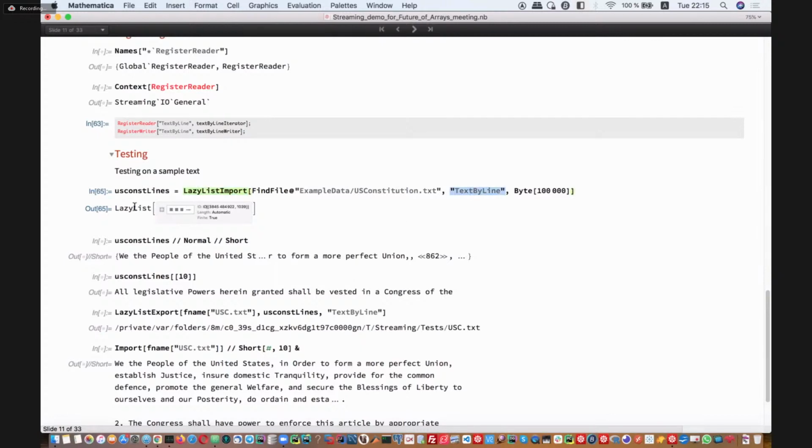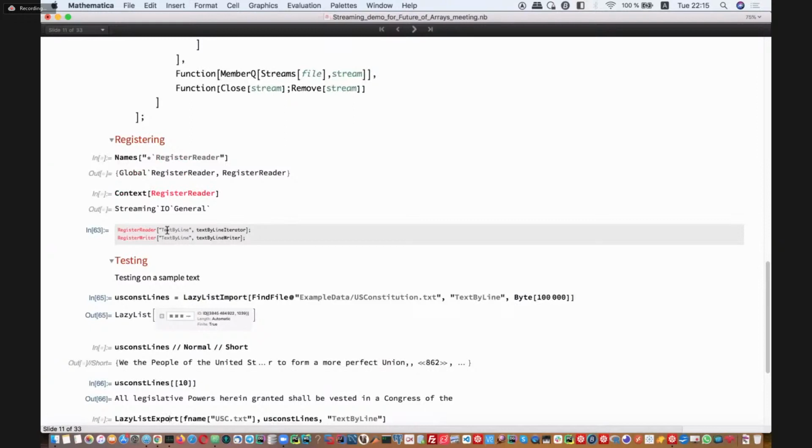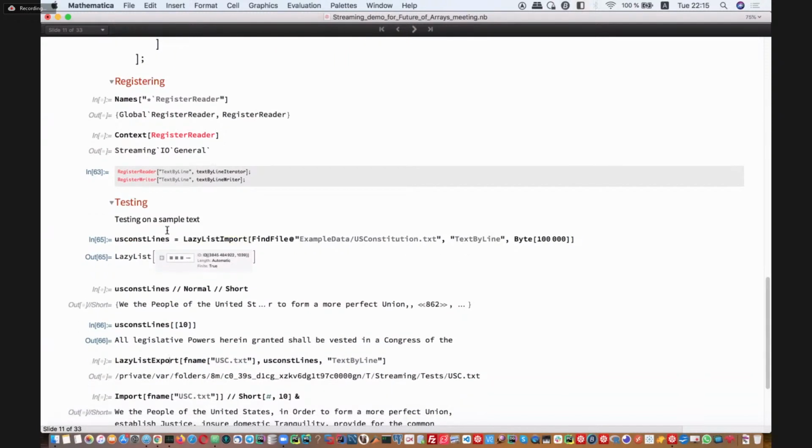We have a lazy list out of this new format, and now you can access it element-wise, or you can export it. The fundamental point here is, just like in import, you can ask for this element or that element. You can ask for a data set. What you're saying is, imagine a case where you could ask for a lazy list.